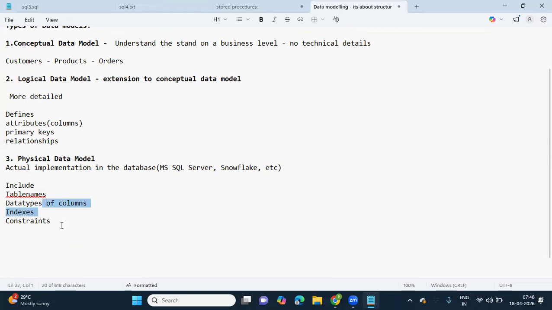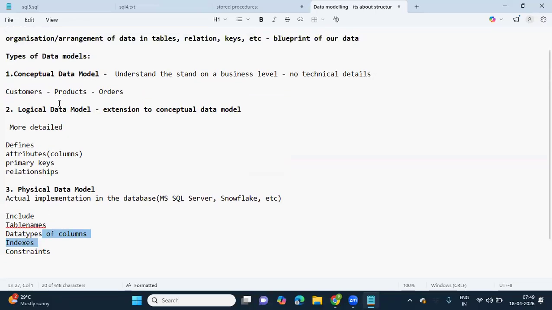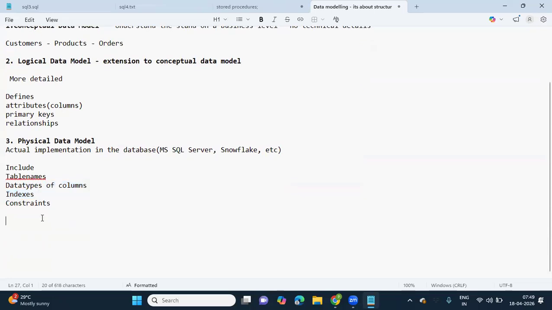Whenever you are building a new data model, it has to go through all these phases in an order. Okay, so let's write down: when building a new data model, it has to go through all these phases in an order. Definitely order is required, otherwise it's not possible. Let's say you try to do a physical data model without knowing the business.